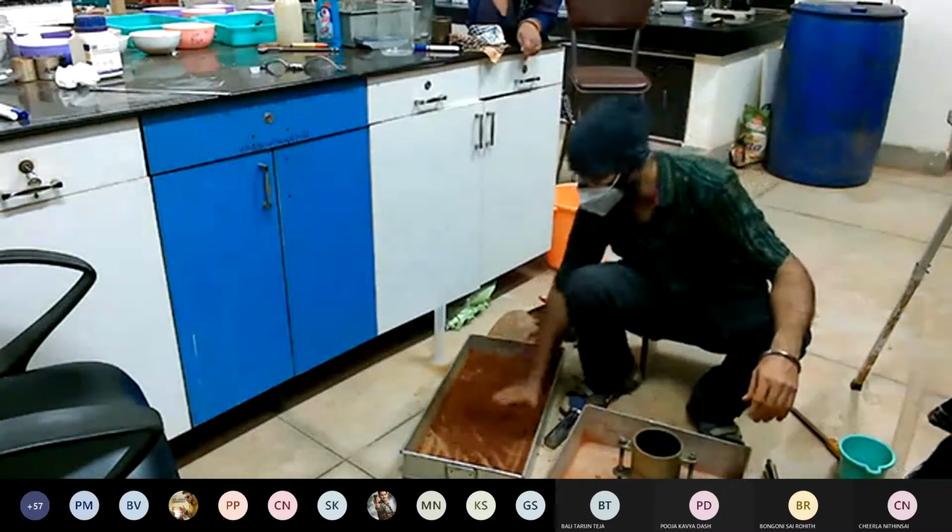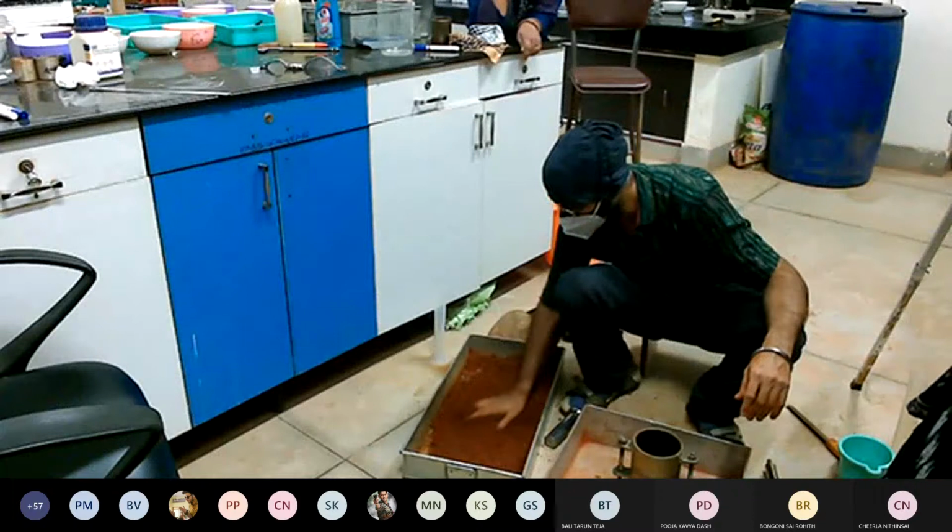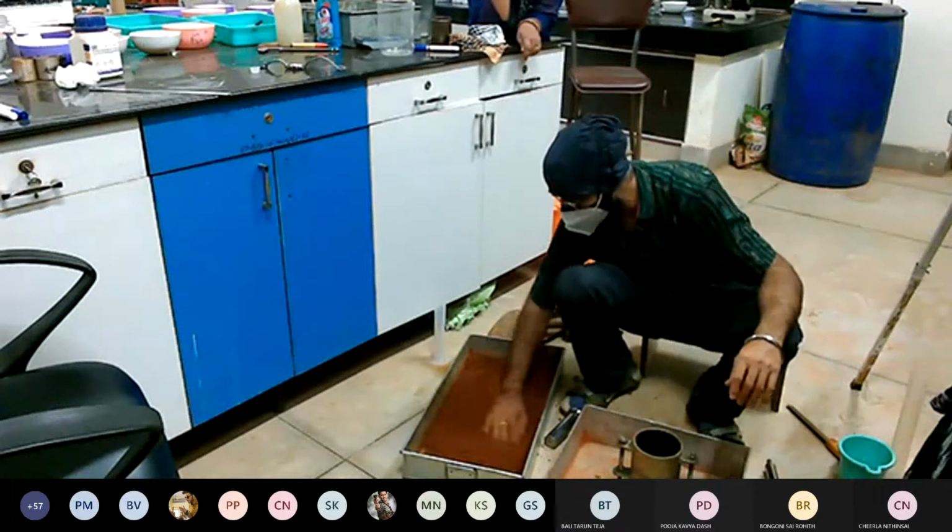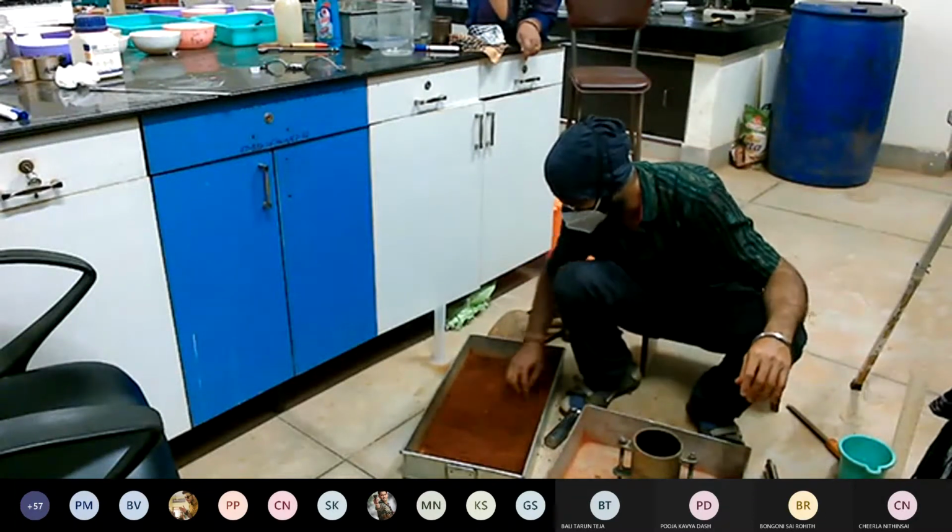So again we will divide the soil into 3 portions and fill each layer with 1 portion approximately.